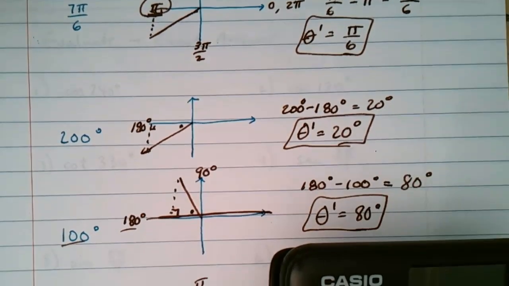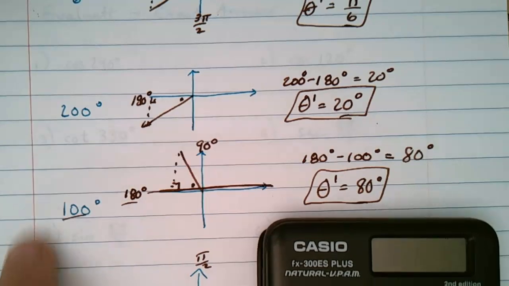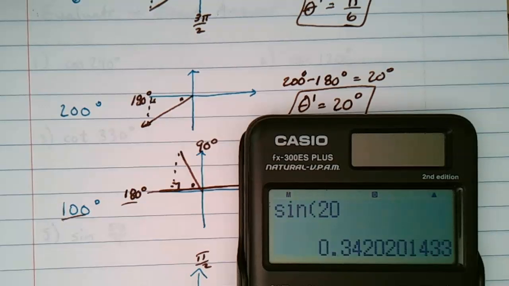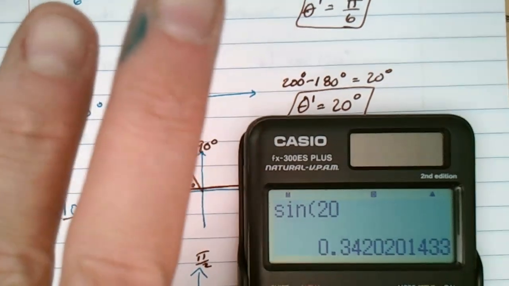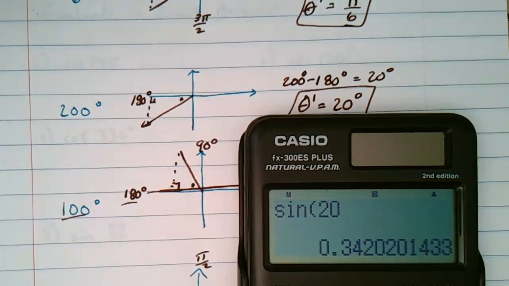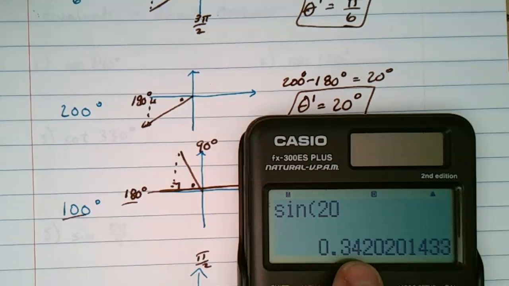Now let's try one that's not pretty. 200 degrees. Here's what I'm going to do. I'm going to use my reference angle, so I'm going to type sine of 20, and I get 0.342. Now I use "All Students Take." What does that mean? That means tangent's going to be positive, sine and cosine are going to be negative. So if you ask me the sine of this angle, it's going to be that number with a negative in front of it.